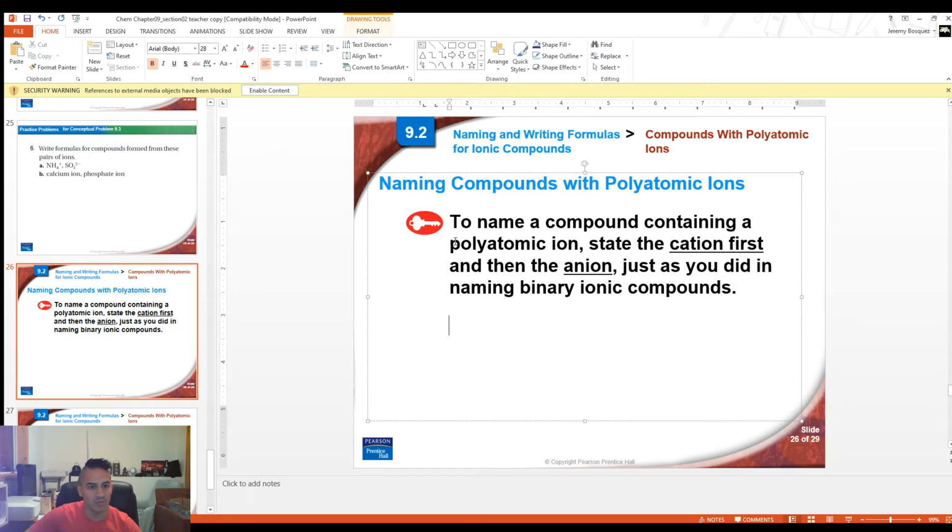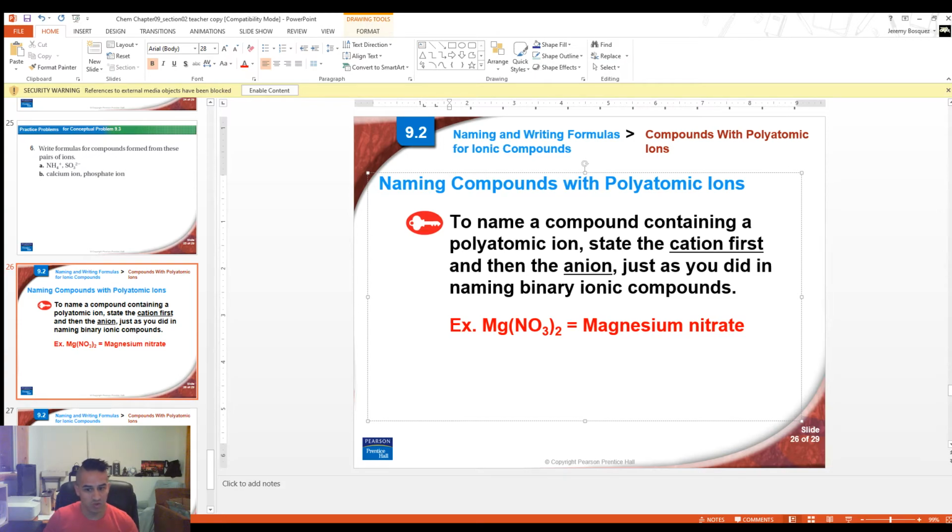So, I'll give you 2 examples. One we could have would be Mg(NO3)2. Okay, so to name this, we would name Mg, which is magnesium, and then we would name NO3, which is nitrate. Okay, so this would be called magnesium nitrate.